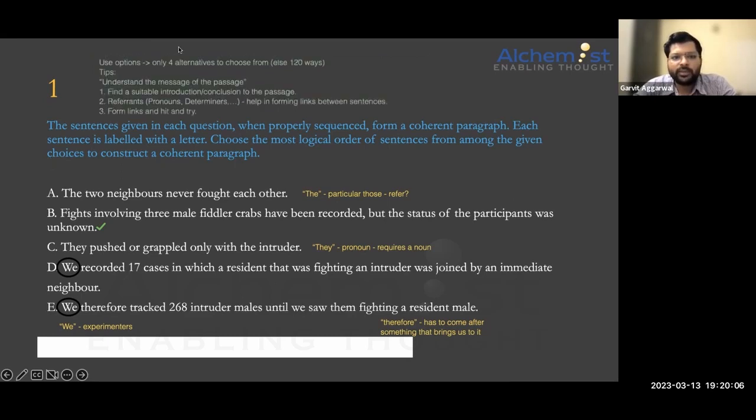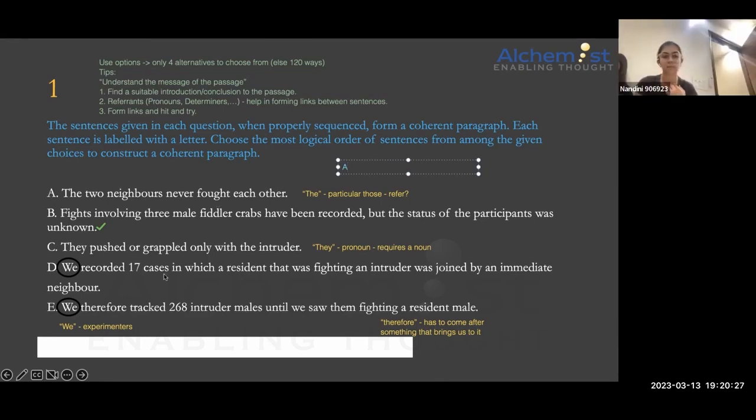Well, we know that there could have been links that could have been formed, right? Something like the 2 neighbors. The sentence "The 2 neighbors never fought each other" would require the reference to the 2 neighbors. Which could be those 2 neighbors? D. Do you see option D? D is talking about the resident that was fighting was joined by the neighbor, which means these 2 are neighbors. A resident joined by a neighbor is a neighbor. So after D, I would have A. So I could put DA as one block, which could fit anywhere.